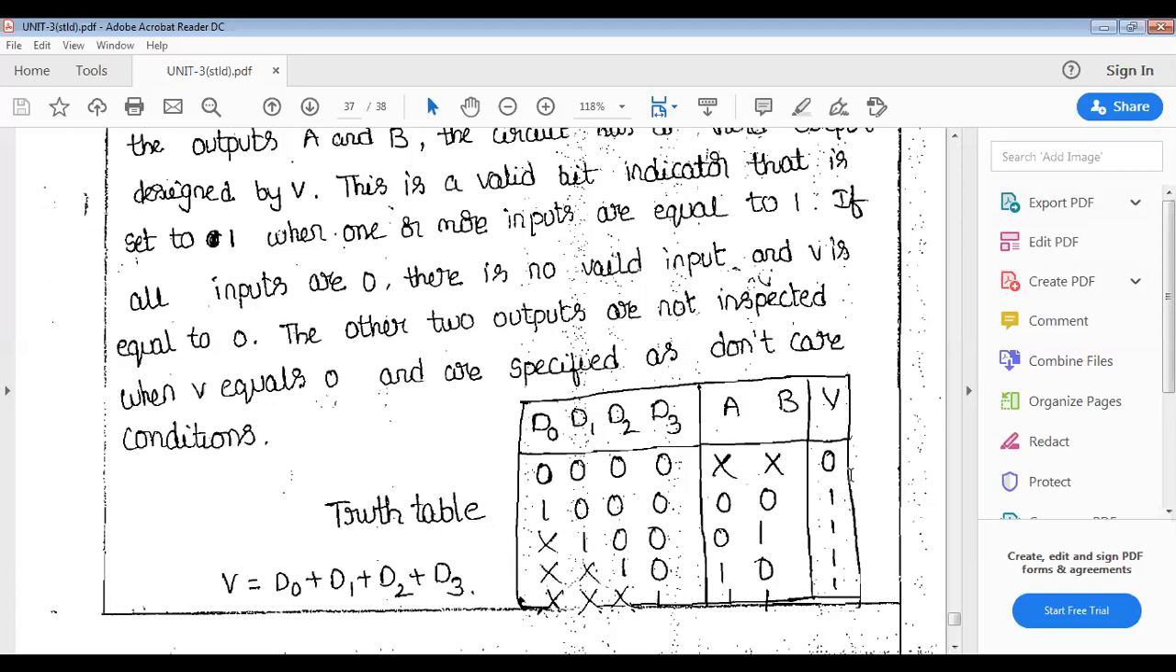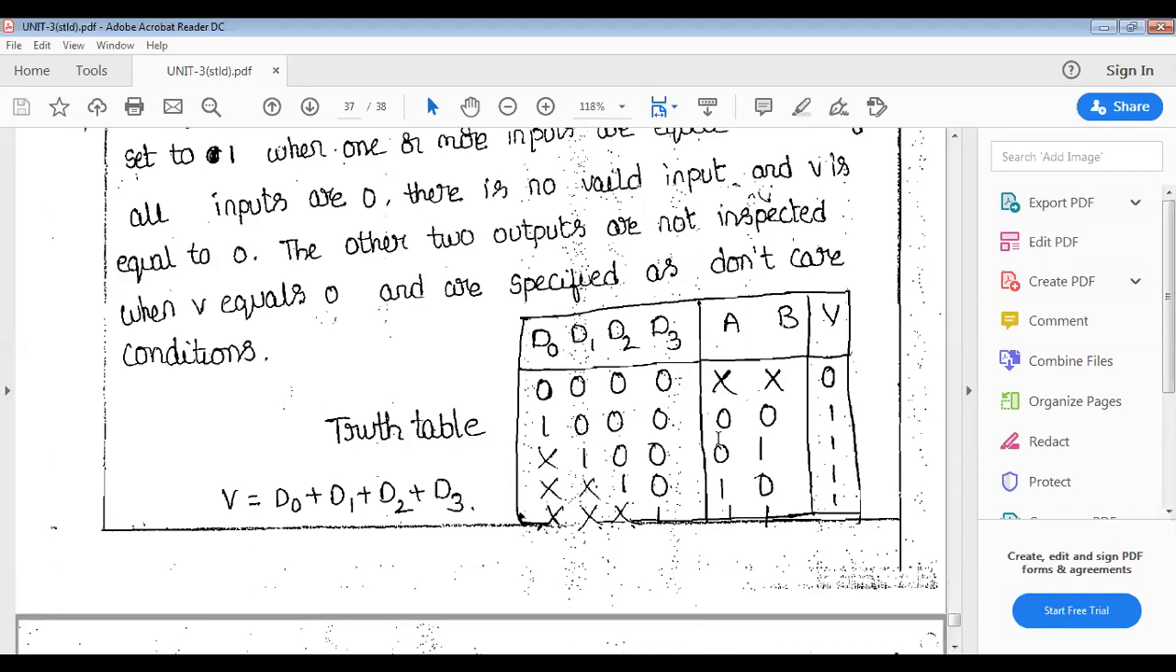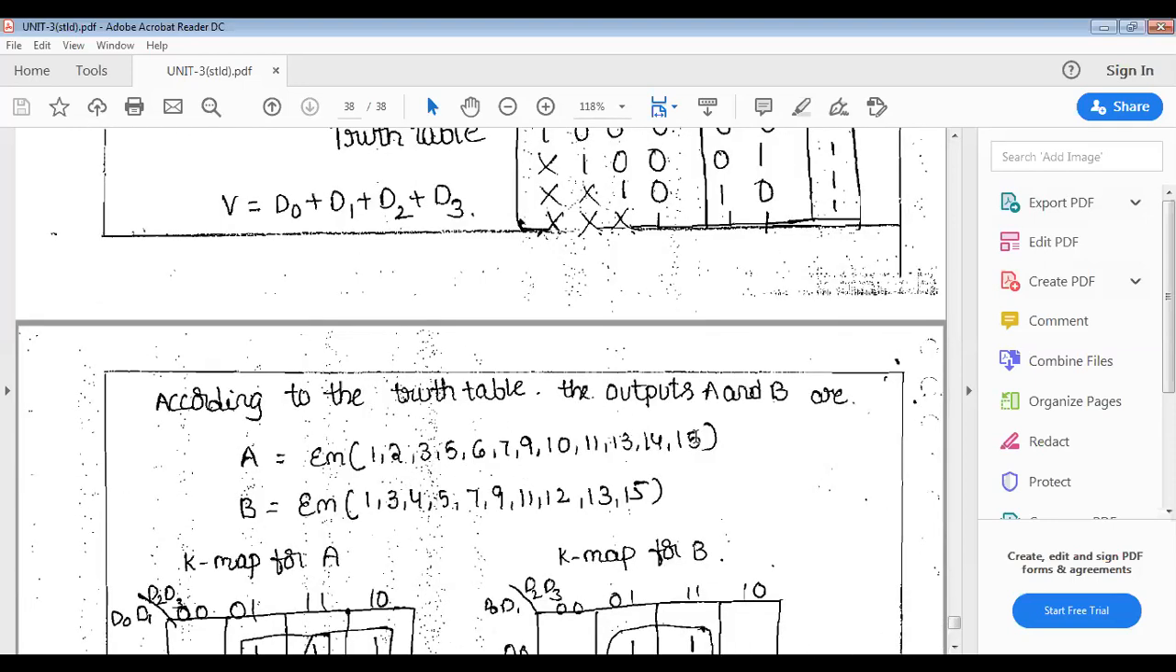And that don't care, we can use as a 0 or we can also use as a 1. So valid input, the valid bit indicator, is set to 1 when one or more inputs are equal to 1. If all the inputs are 0, there is no valid input and V is equal to 0. This is the truth table. Now, what is V equal to? V is high at D0, and V is high at D1, and V is high at D2 and V is high at D3. So D0 or D1 or D2 or D3.